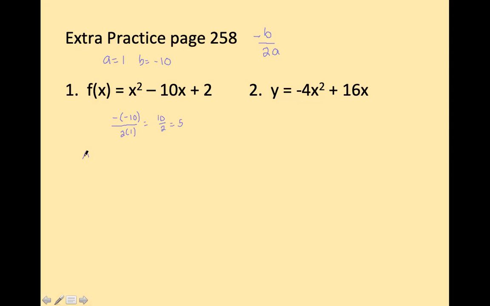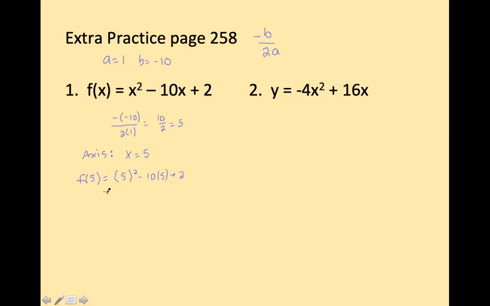All right, so our axis of symmetry, and it's a vertical line, so it starts with x equals 5. That 5 is also the x coordinate of our vertex. Do you remember how to find the y coordinate? If you said plug this into the original equation in place of x, you are correct. So our y value, or the value of the function at 5, is going to be 5 squared minus 10 times 5 plus 2.